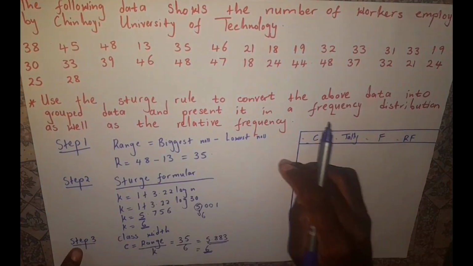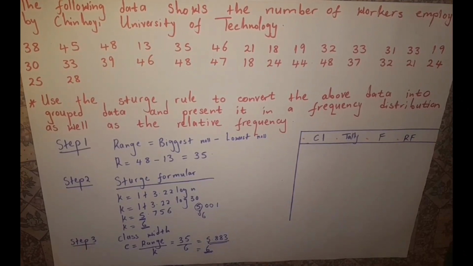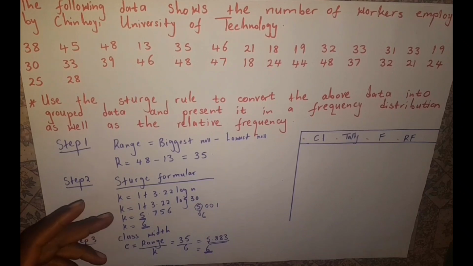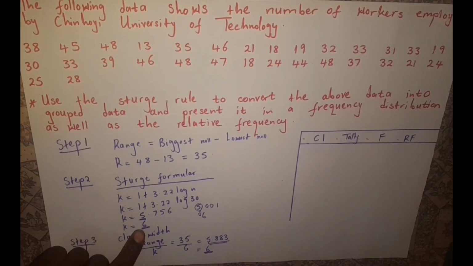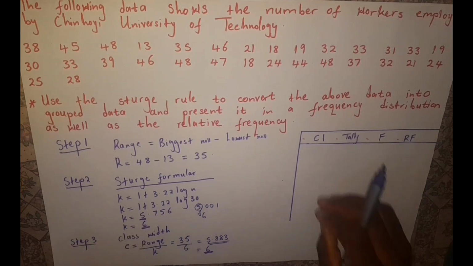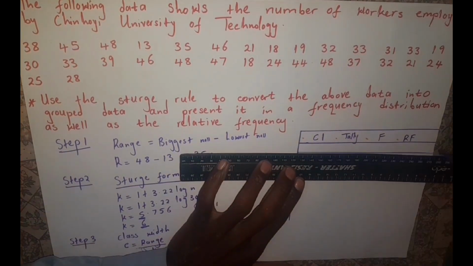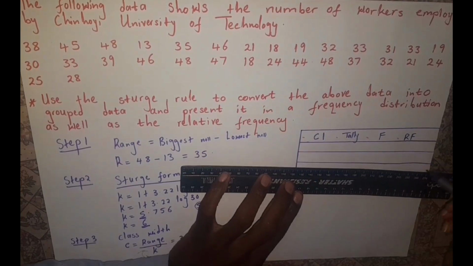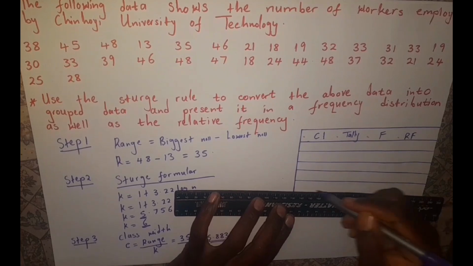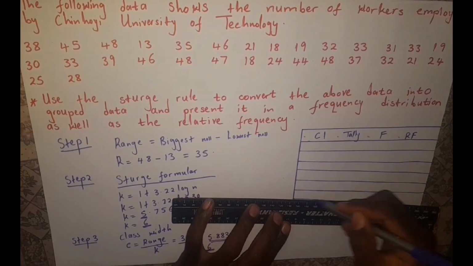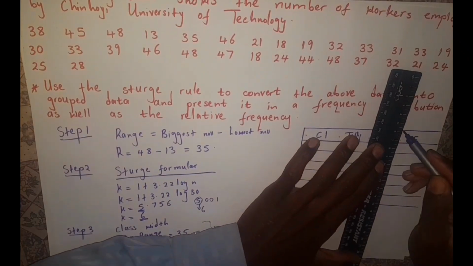Then, how many rows are we going to have? We come back here to the number of classes. The number of classes is the one that determines the number of rows which we are going to draw. We found that we have 6 as our number of classes, meaning we are going to have 6 rows here. So let's start: 1, 2, 3, 4, 5, 6. So these are the number of rows we are going to have.